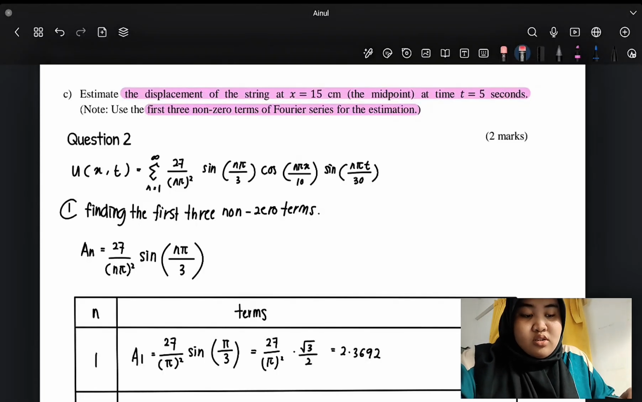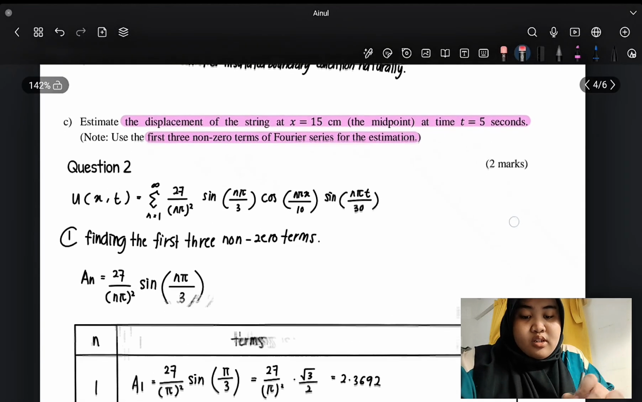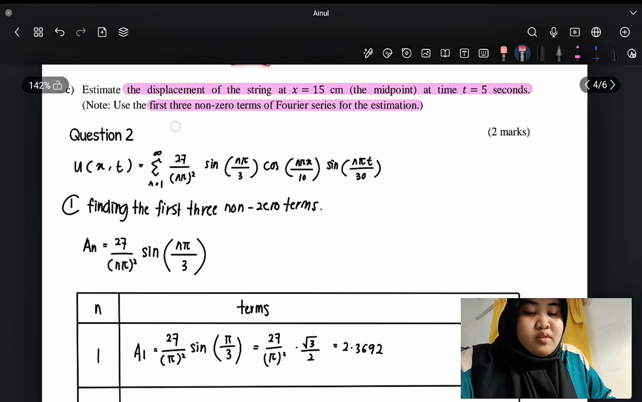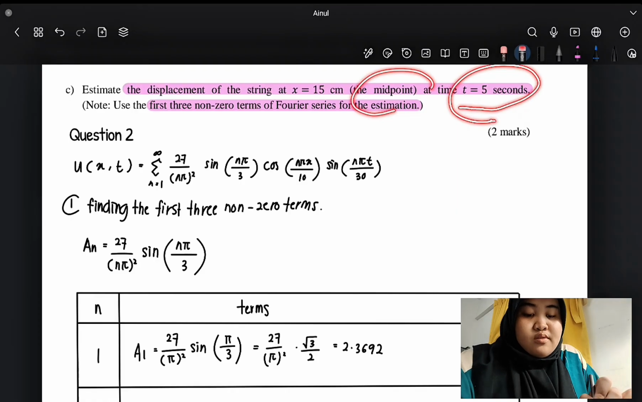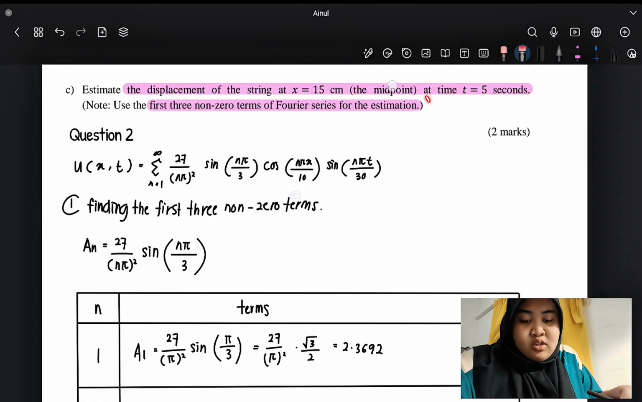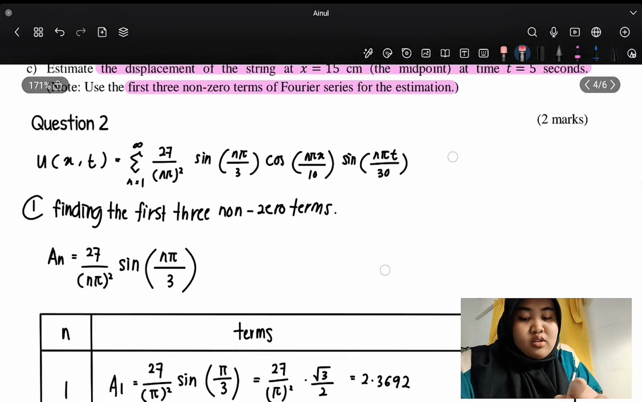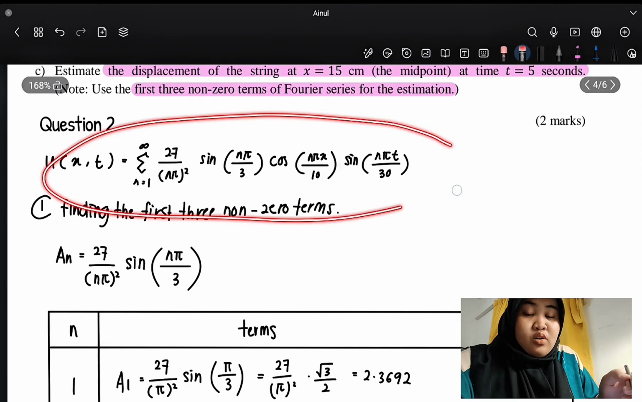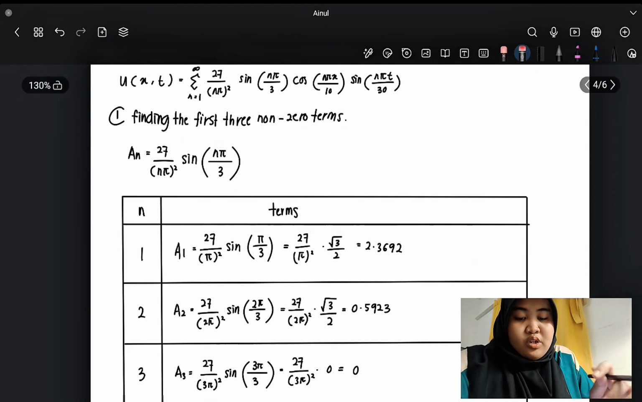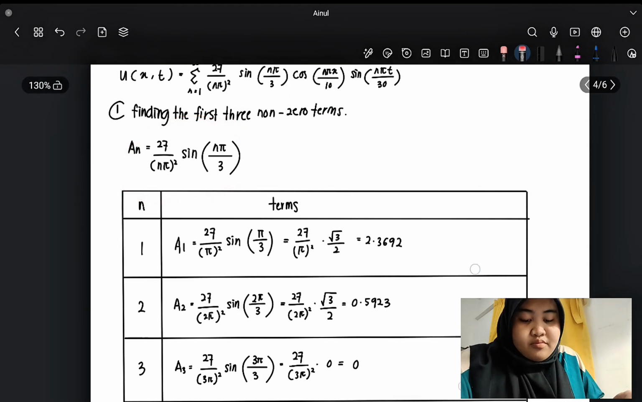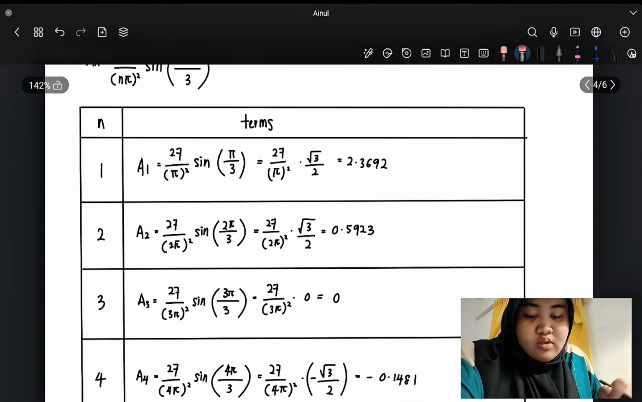For the next question, question 2c, estimate the displacement of the string at x equals to 15 centimeter, at the midpoint, at time t equals to 5 seconds. Note, use the 3 non-zero terms of the Fourier series for the estimation. So here, we're picking up the Fourier series from the latest question. So the first step is finding the first 3 non-zero terms. From this equation, we try to find the 3 non-zero terms.